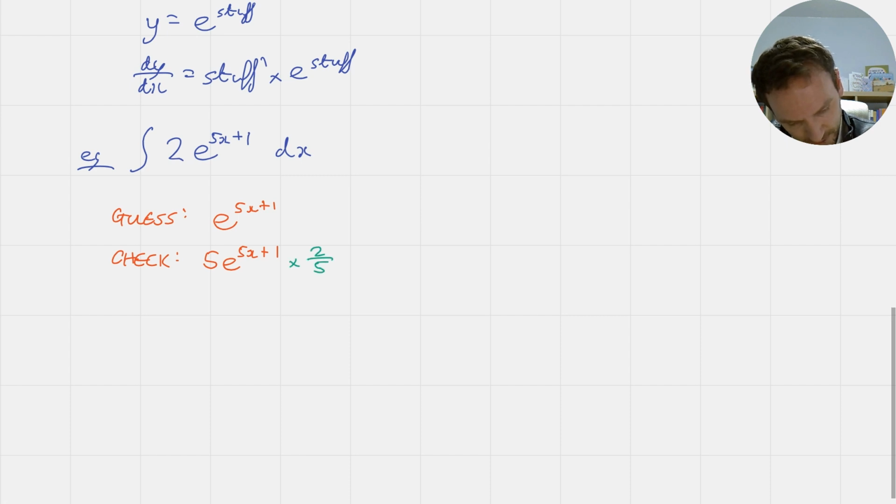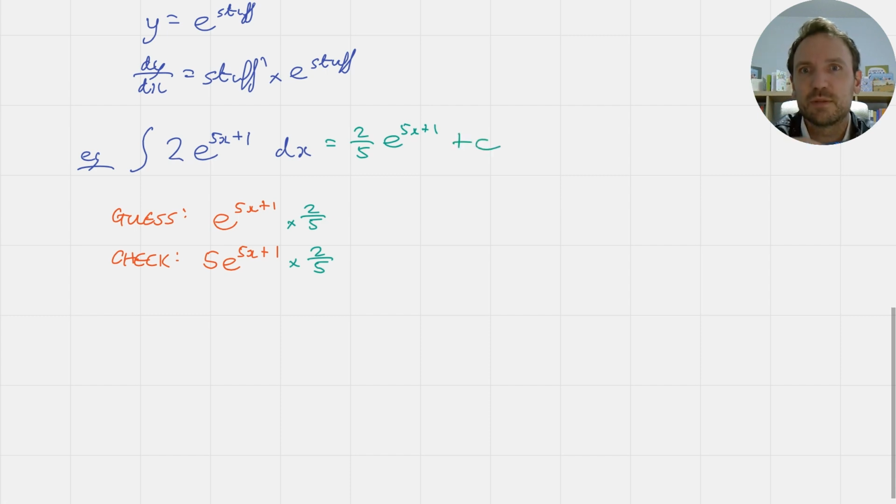We need to multiply by 2/5. Again, that's fine because we're just multiplying by a constant. So our answer is going to be 2/5 e to the 5x plus 1. And as always, we need to remember that plus c in there.